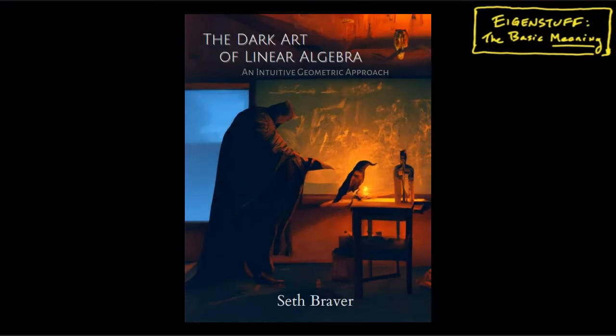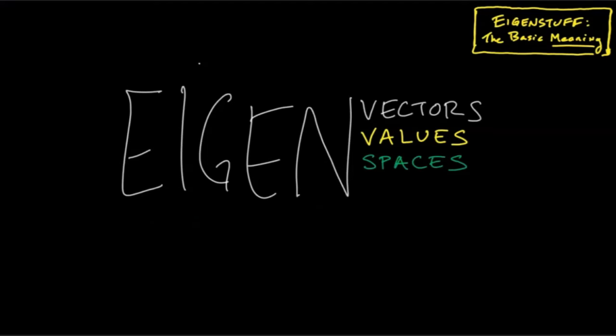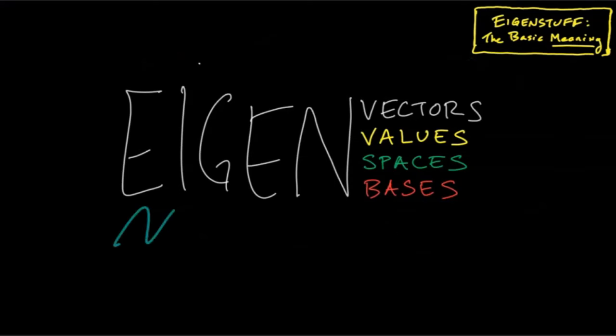The time has come to enter Chapter 7 of the dark art of linear algebra, wherein you will be introduced to the mysteries of Eigenstuff. In short order, you will meet eigenvectors, eigenvalues, eigenspaces, and eigenbases. What are all these strangely named things with this cryptic German prefix, eigen?